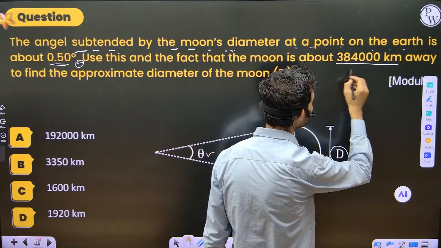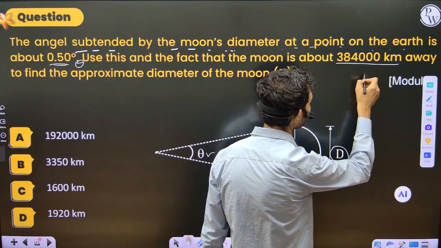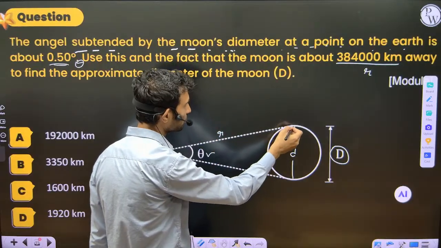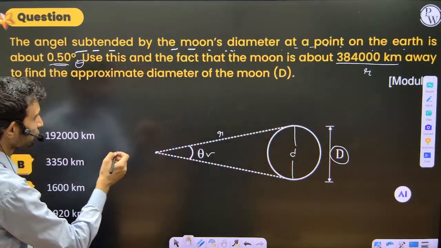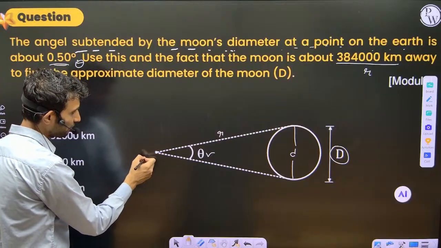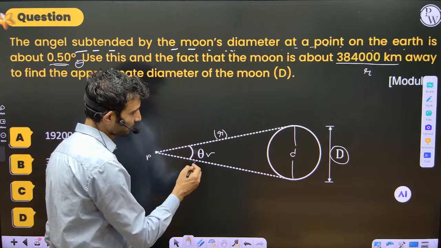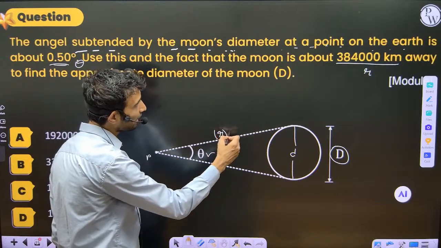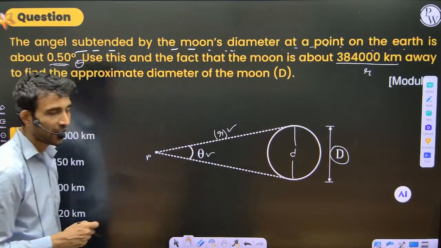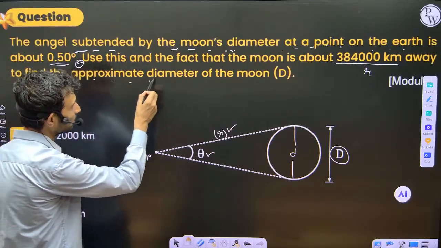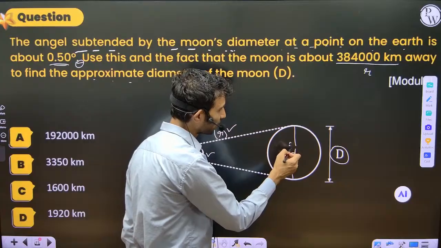So we'll call this distance r, the distance of the moon from this point P from where we are observing. That distance is given as r. Theta is given, r is also given, and you are being asked to find the approximate diameter of the moon. So the diameter you have to find out.